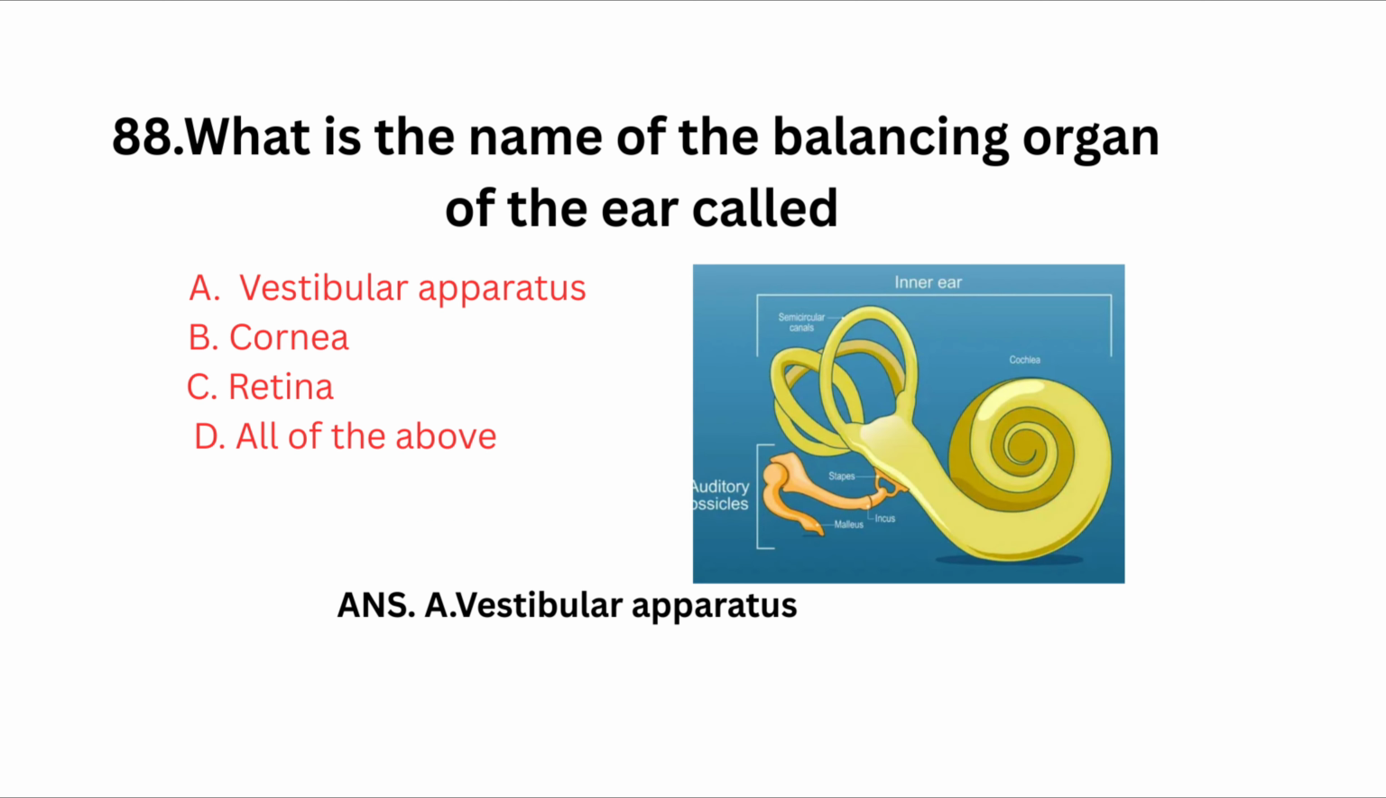88. What is the name of the balancing organ of the ear called? A. Vestibular apparatus. B. Cornea. C. Retina. D. All of the above. The answer to this is the vestibular apparatus. I hope it's visible, guys. You could just take a screenshot and read it after you get over with the lesson.